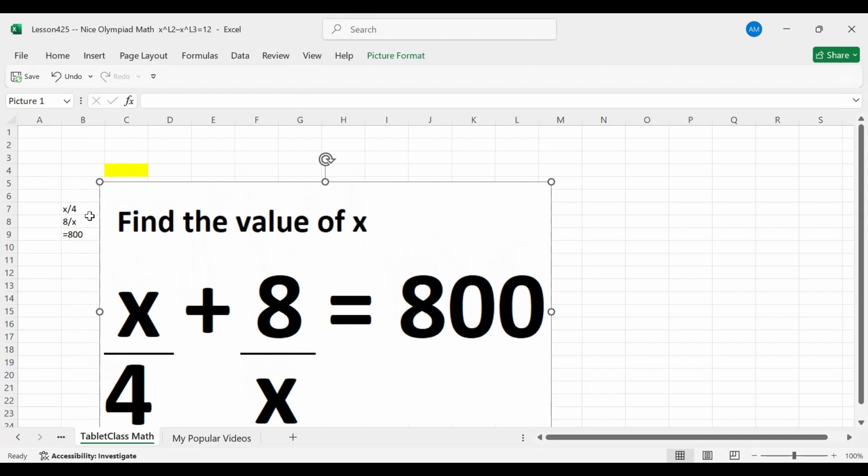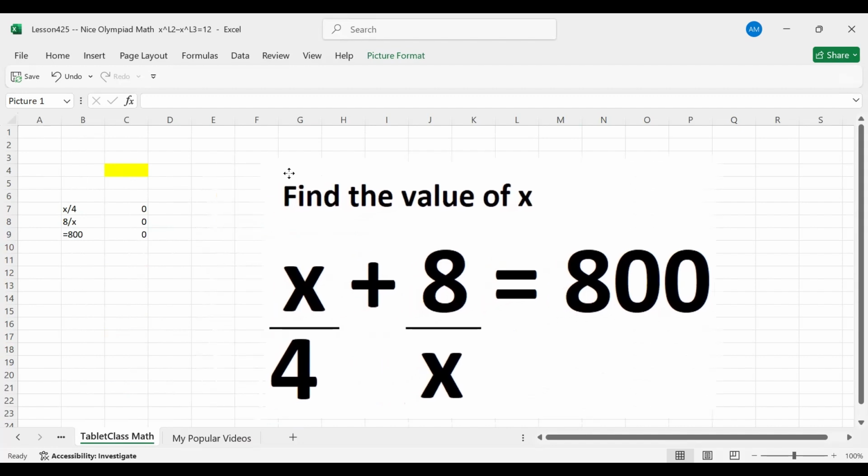The first part is x divided by 4. This is just a label. We are labeling it, and it has nothing to do with the computation, just for our own readability. In front of the x divided by 4 label, we will actually do the x divided by 4 in terms of Excel functions. So x divided by 4 is a label, but this is also x divided by 4, served as a formula. Since x is unknown, 0 is divided by 4, so it results in 0.